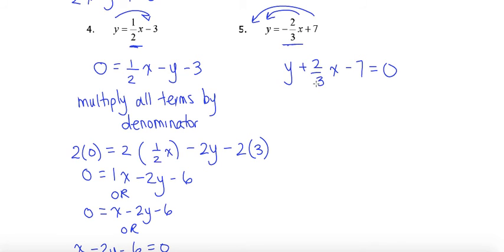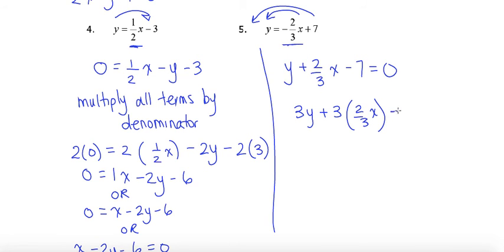So I have to multiply every term by my denominator. So I have to multiply every term by 3 in this case. So I have 3y. Just going to draw a line here so you can see. 3y plus 3 times 2/3 x. And then if you want to do a plus 3 and then negative 7, you can do that as well. Or you could do it like we did here in example 4. So both of these would be okay.